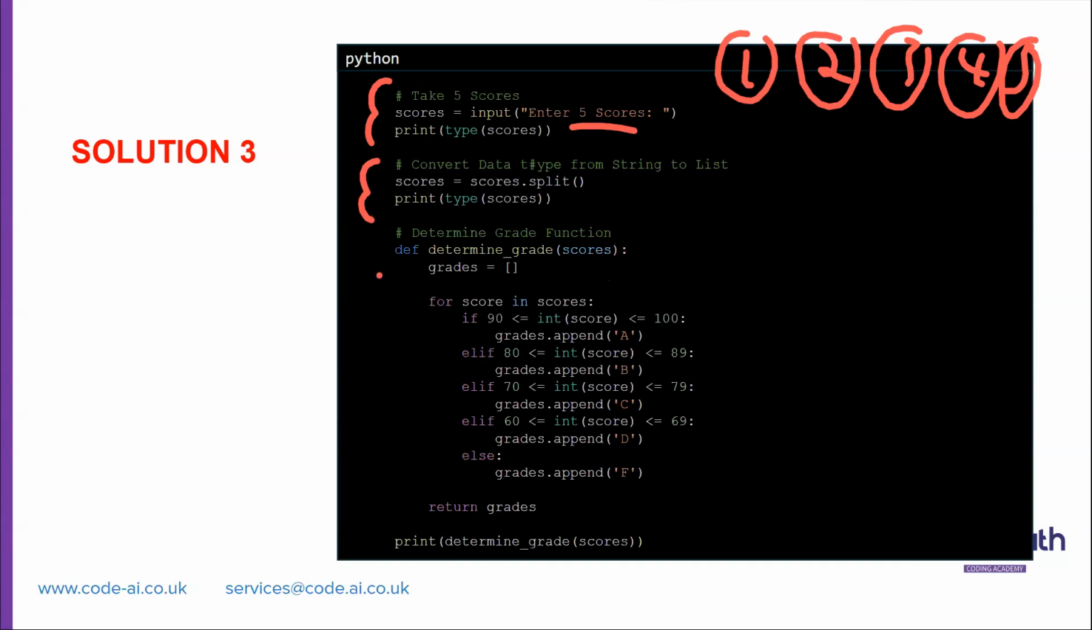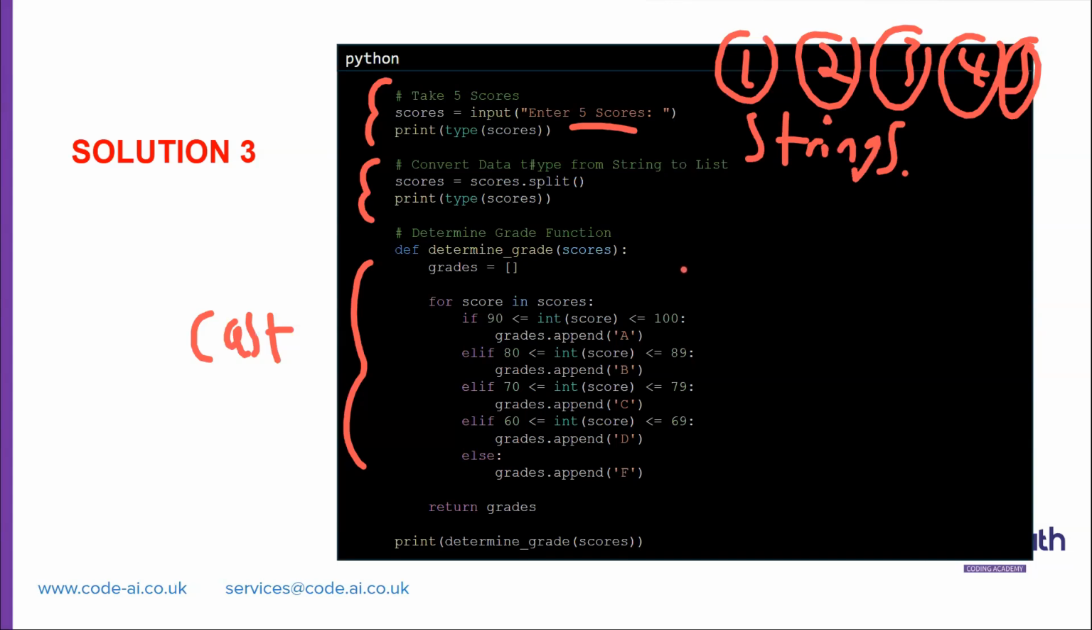And again, in the function here, we need to do some casting. Why? Because we're dealing with numbers and we want to check them with integers. We can't do this if they remain as strings as they do here. So this is a very nice little piece of code.